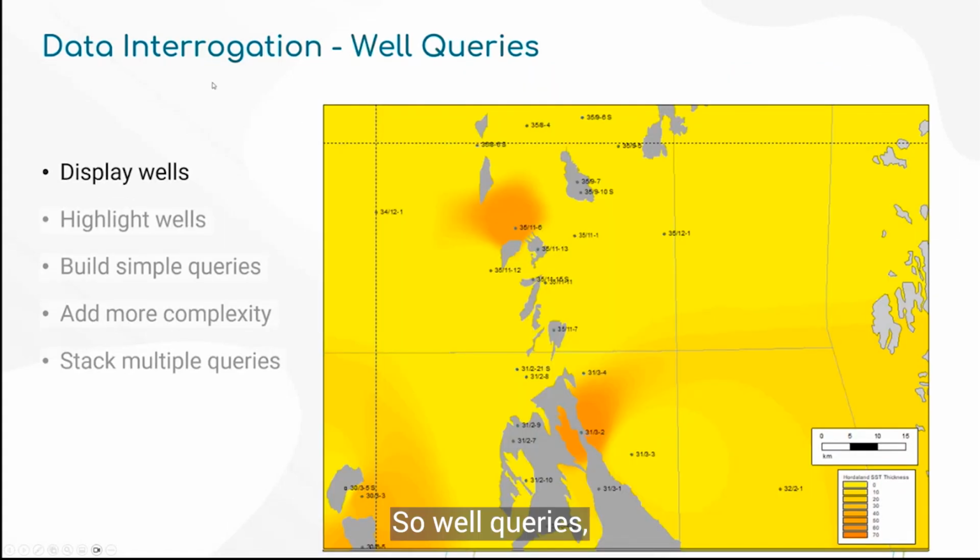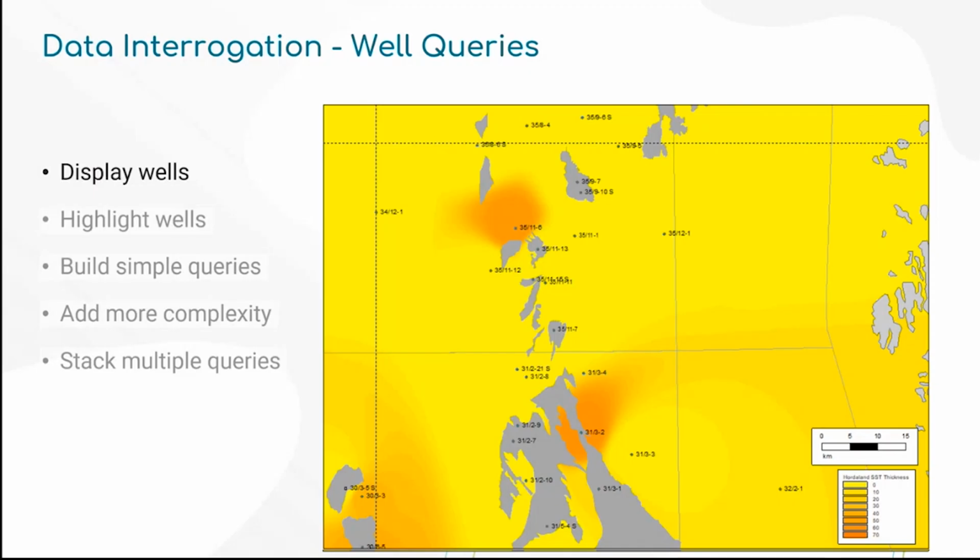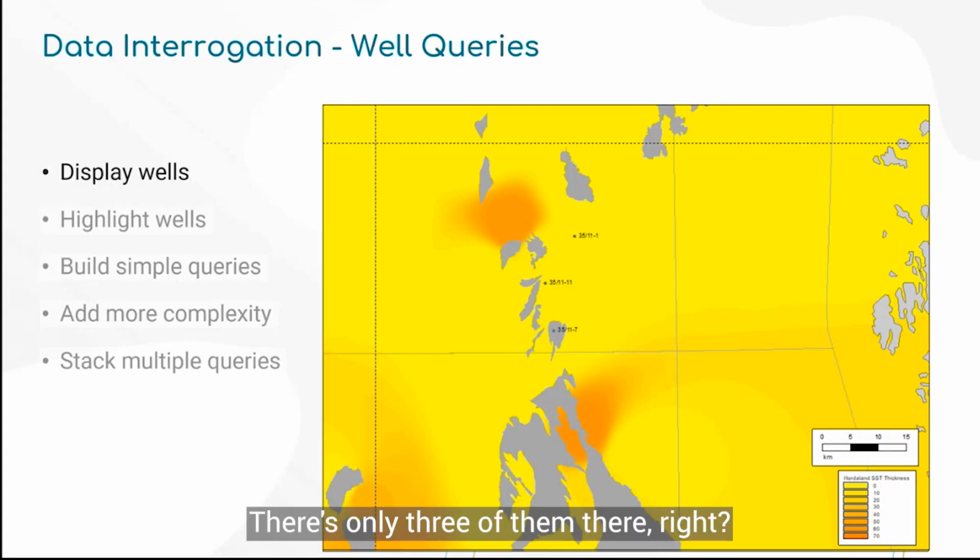So well queries. This is where you get to use the queries to display the wells. So you can ask a question of the data of the wells and say, right, highlight the wells or show me the wells that are exploration wells. Okay, great. There's only 3 of them there, right? It cleans up your map display.